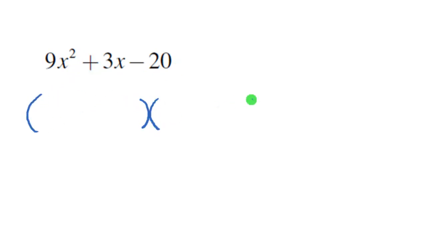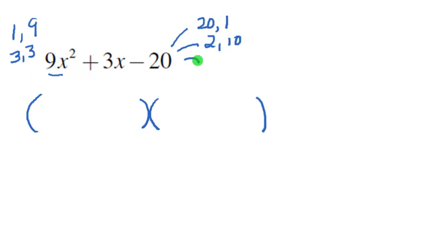This one is a little bit more complicated because 9 factors two ways, 1 and 9, and 3 and 3, right? And the 20 factors several ways, doesn't it? Well, we have 20 and 1, we have 2 and 10, we have 4 and 5. So there's potential here for several combinations to try to get that 3x. Also notice that it's a negative 20, which means right away that we're going to have one of each sign, a positive and a negative.